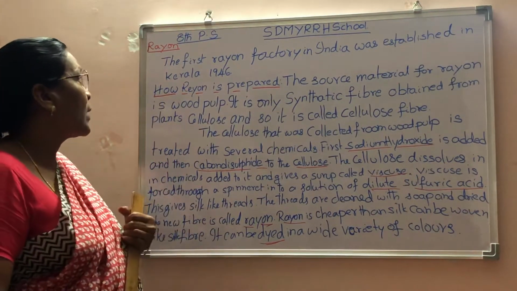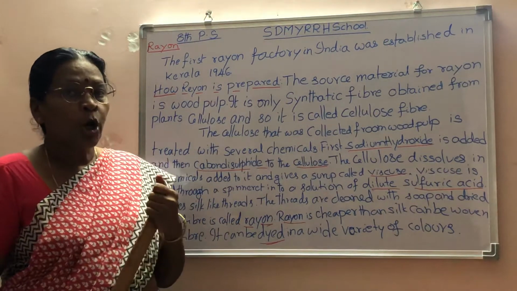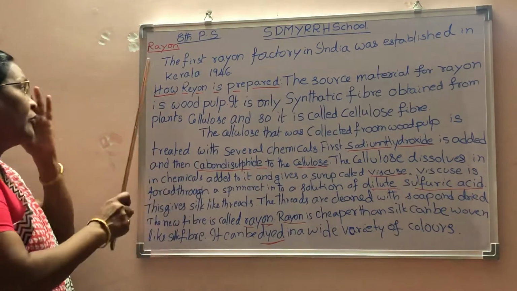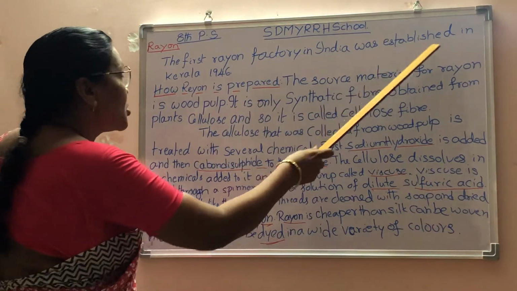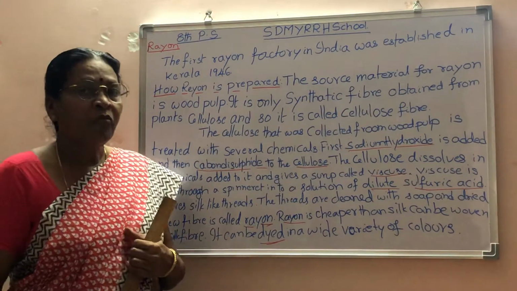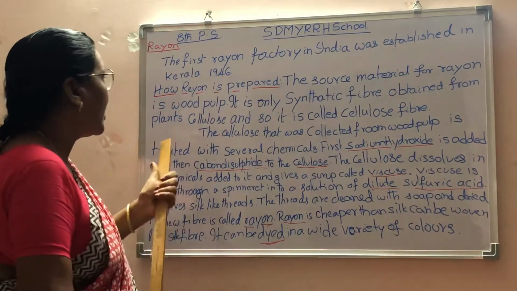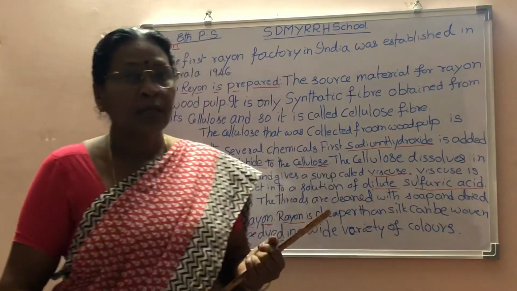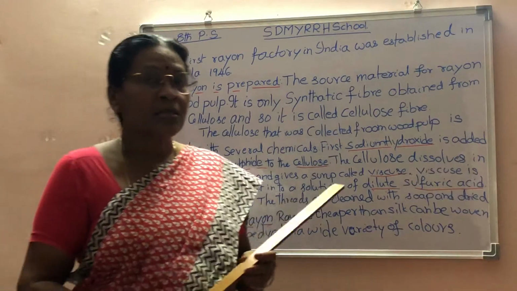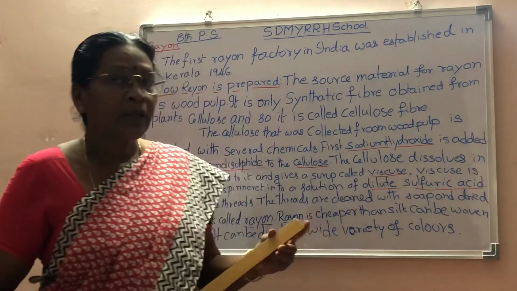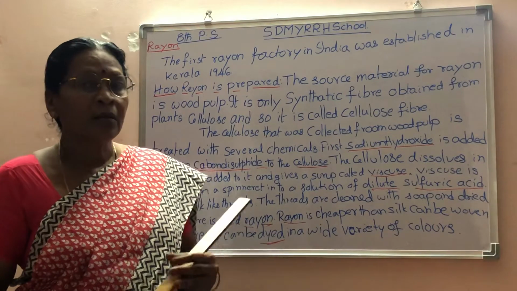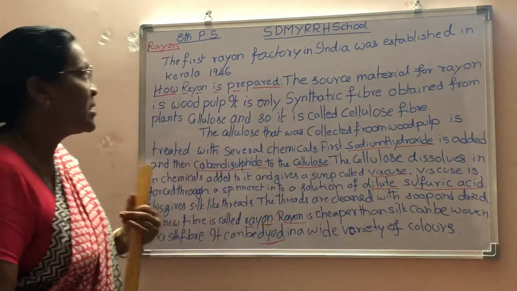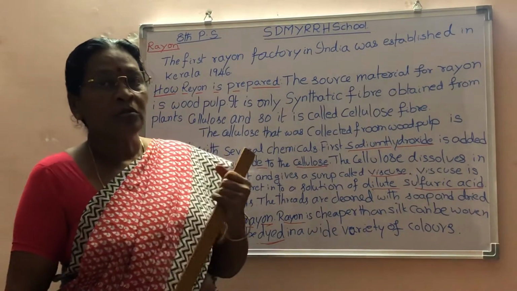Rayon. Rayon is a cloth fiber, and the first rayon factory in India was established in Kerala in 1946. Rayon looks like silk. Original natural silk is too costly, and the silk prepared from rayon is cheap. That's why it is useful to people.